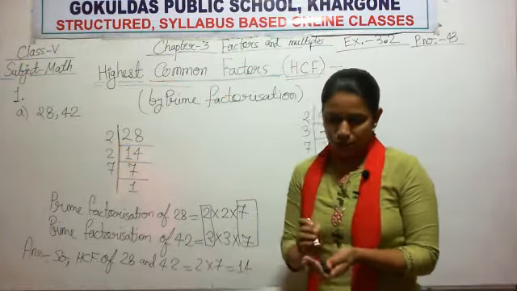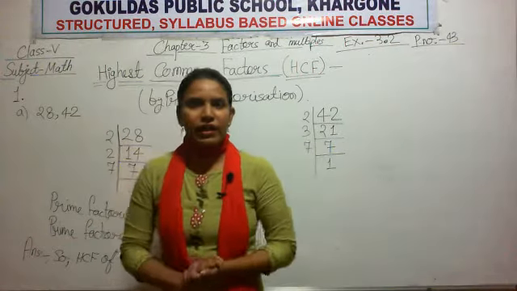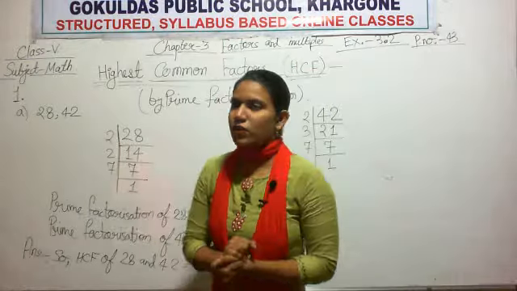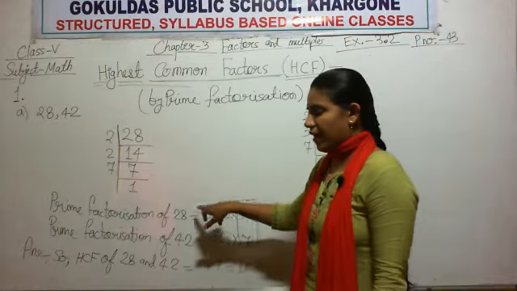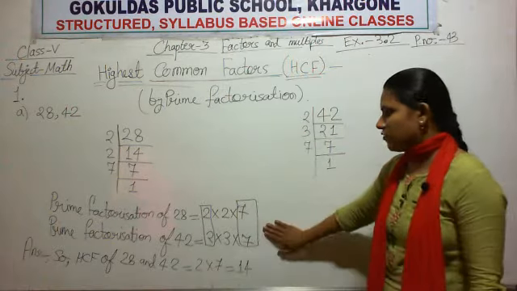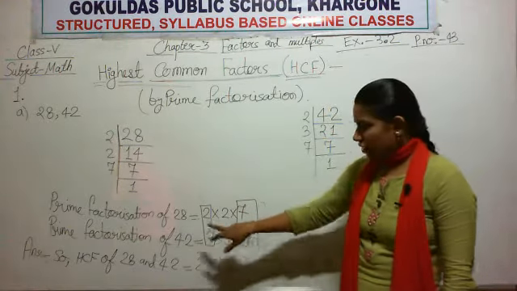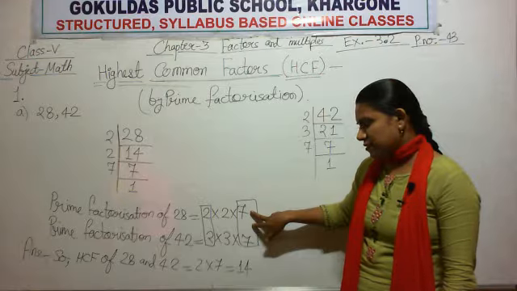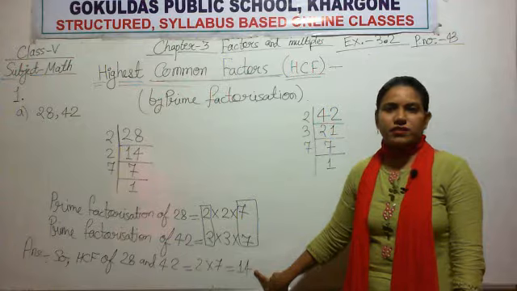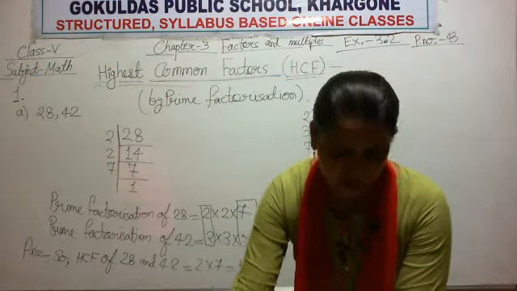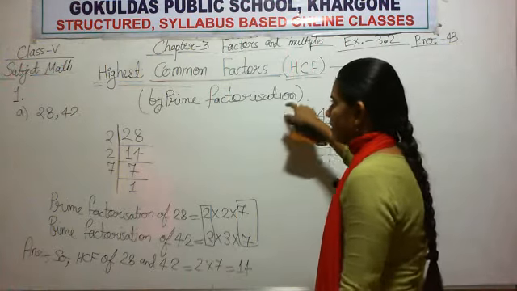What we have done, look on the board. We have been given two numbers, right? And we want to find the HCF of both the numbers. So first of all, we find the prime factorization of both the numbers. Then we find the common factors. So here the common factors are 2 and 7. So we find the product of the common factors as our HCF. So this is how we find the HCF by prime factorization method.